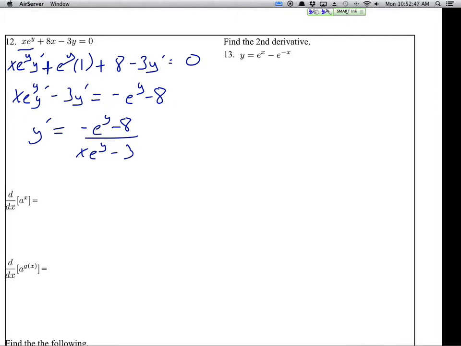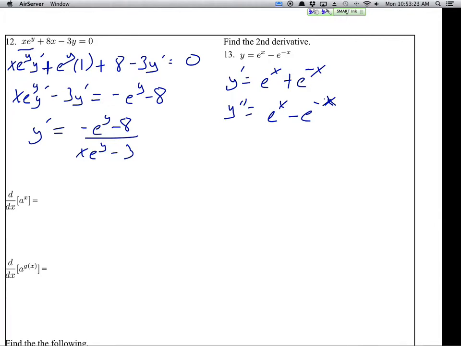All right, Zach, we want the second derivative on this, so what would the first derivative be? E to the x plus e to the negative x. Alright. So what does that mean the second derivative would be? E to the x minus e to the negative x. Say that again. E to the x minus e to the negative x. What do you notice about the second derivative? It's the same as the original. What would the third derivative be? The same as the first derivative.